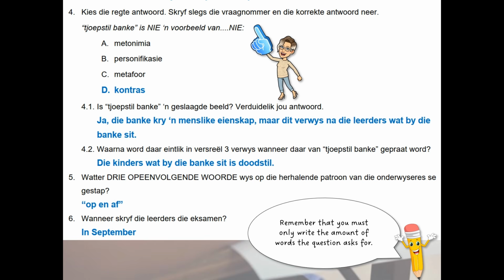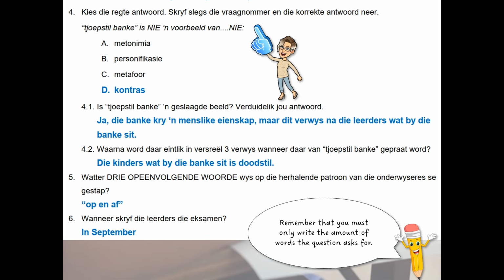So it is metonymia because choopstil banke refers to the students, but they are naming something in relation to, so that's metonymia. Choopstil banke can also be personification because desks cannot be silent. It's a metaphor. Your learners are being compared here to quiet desks. And then finally, the one that does not fit is contrast because there's no contrast in choopstil and banke.